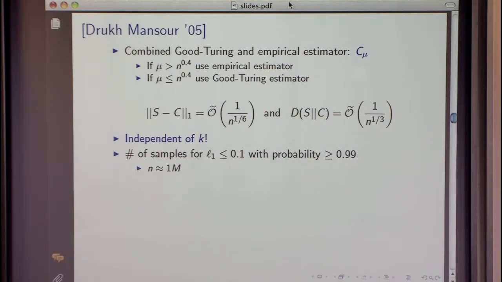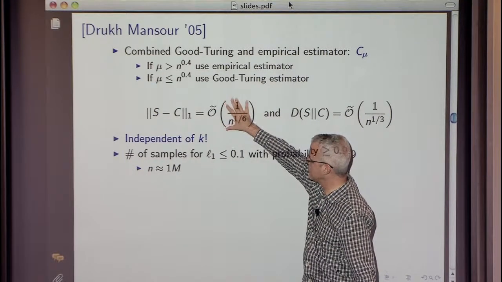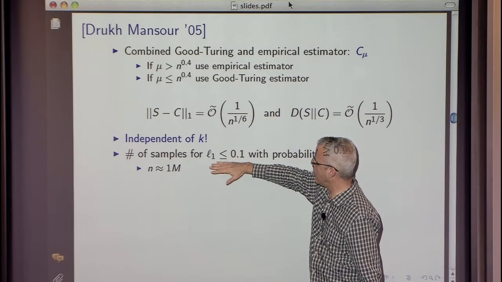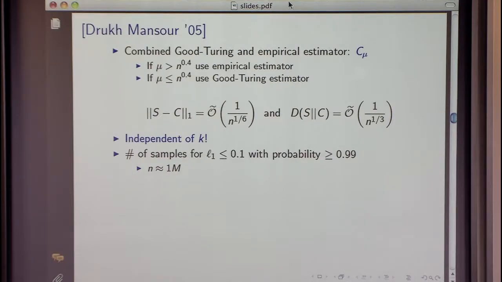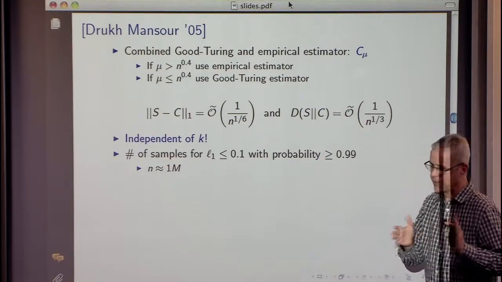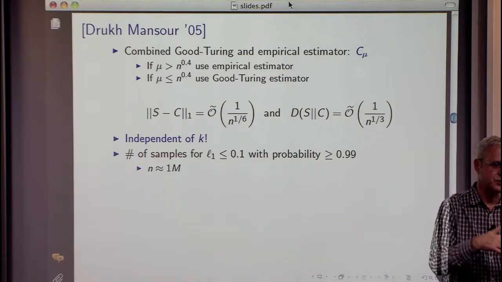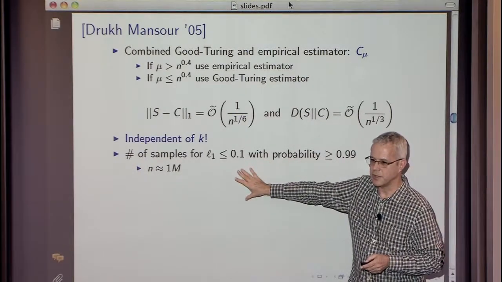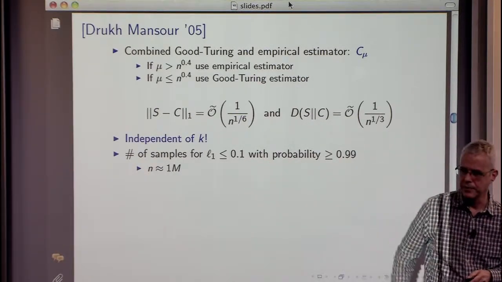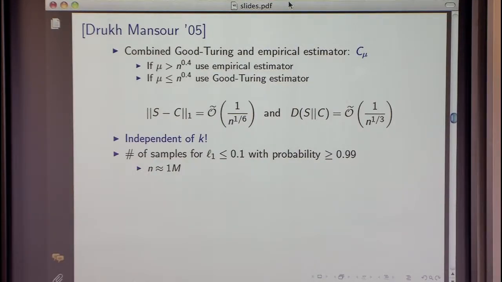Still, there's something to be concerned about. If you want to estimate the distribution to within L1 distance of 10%, then you need 1 million samples, and you may not have that much. As we discussed last time, maybe you're estimating things in a context of 2 previous words, so getting 1 million samples for each context will take a lot of samples. So there's still more to be considered. Any questions? Then one could ask whether this is optimal.